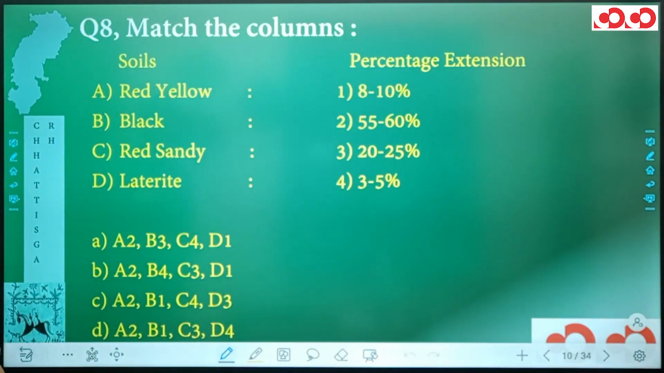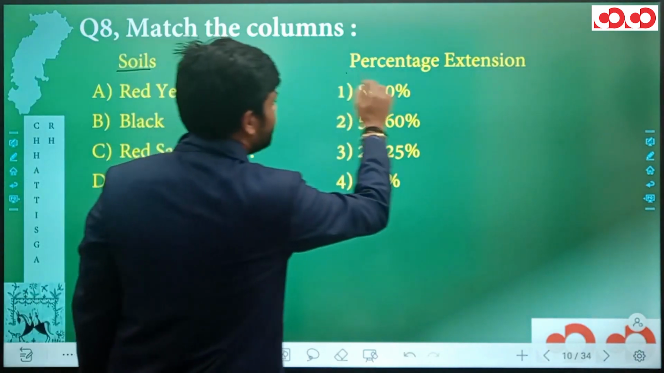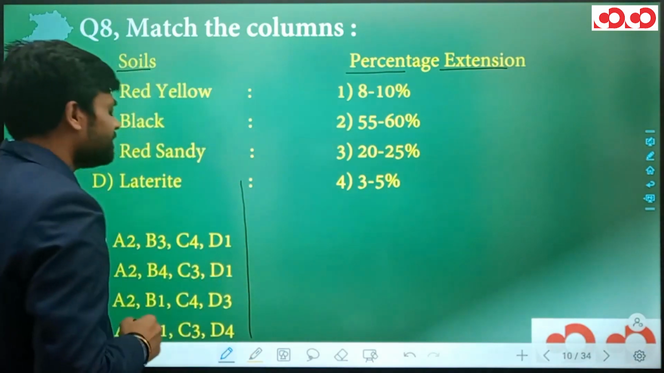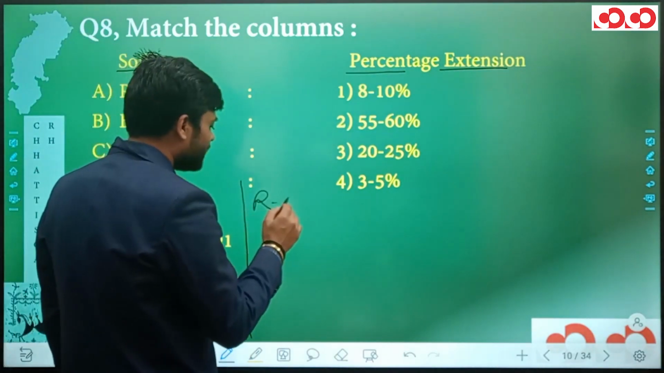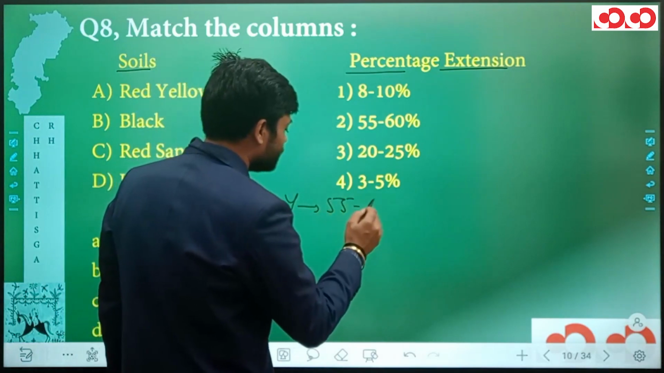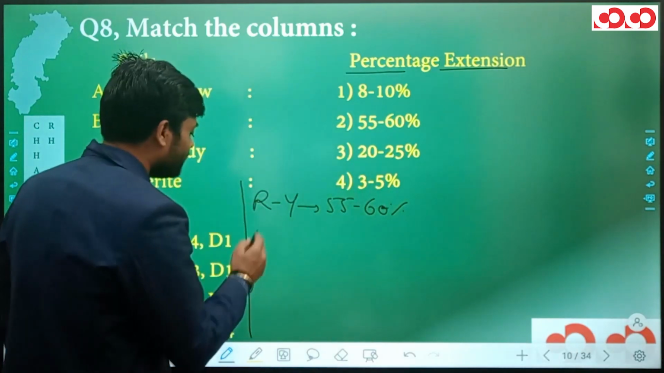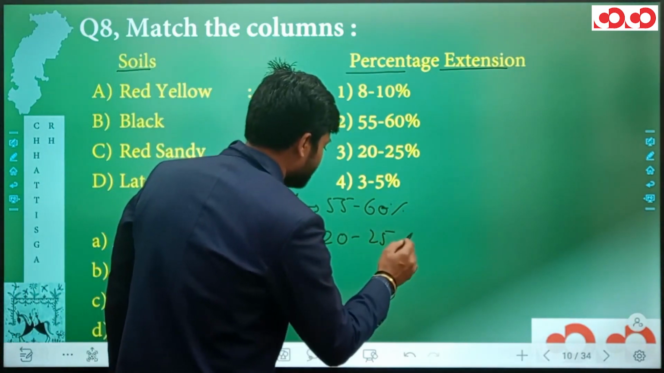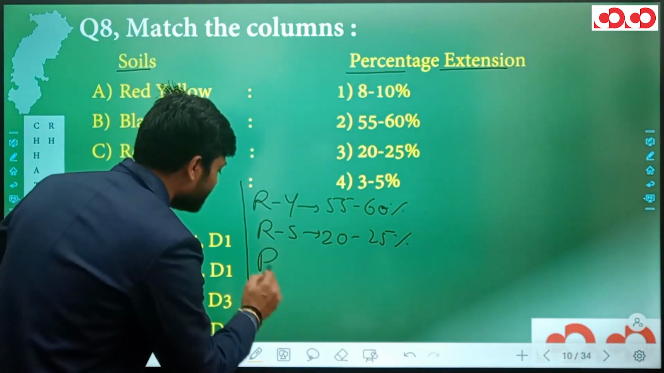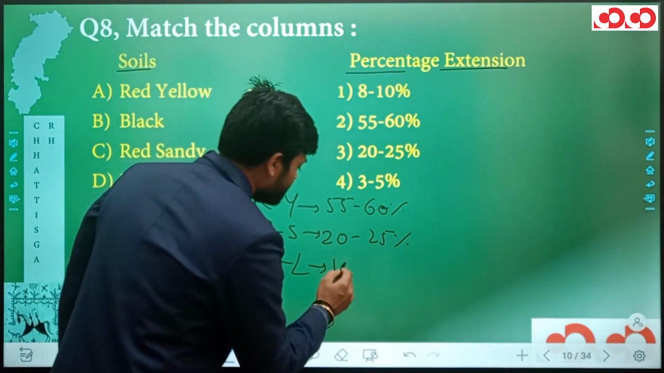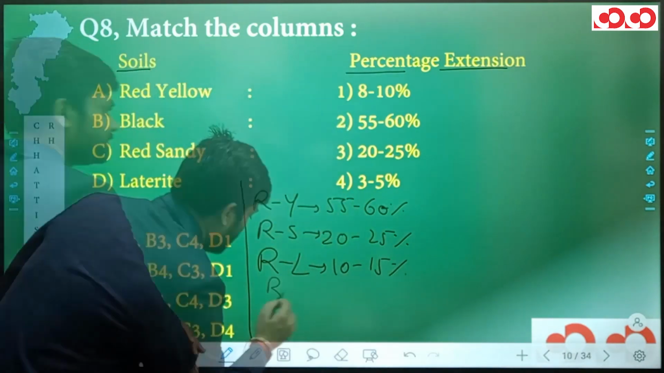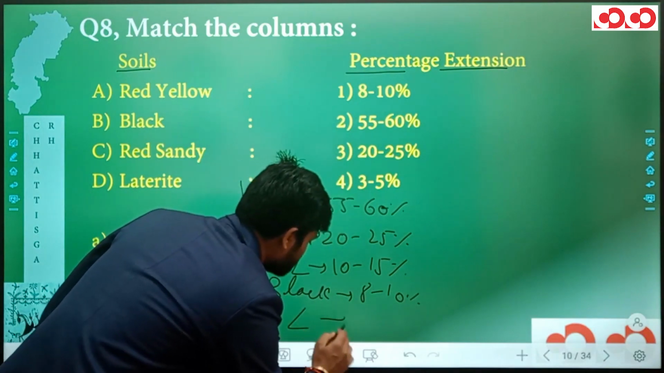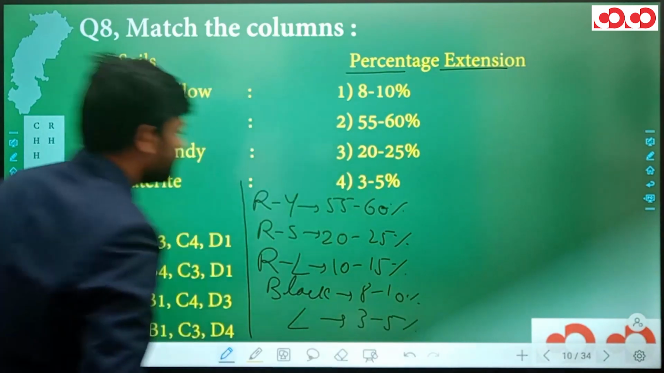Once again, we have to match the columns. This time around, we have soils and we have their percentage extension. Now, regarding the soils and their percentage extension, let me tell you. The percentage extension of red yellow soil in Chhattisgarh is 55 to 60%. Of that of red sandy soil is approximately 20 to 25%. Red loamy soil approximately 10 to 15%. Of that of black soil is 8 to 10%, and of that of laterite soil is 3 to 5%.